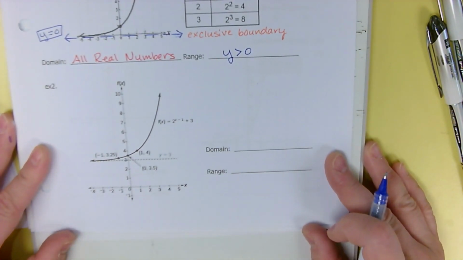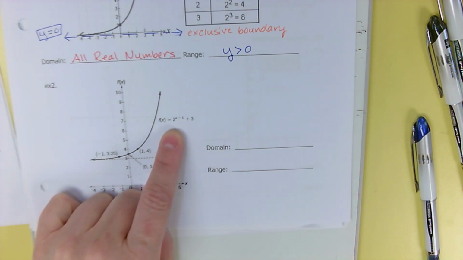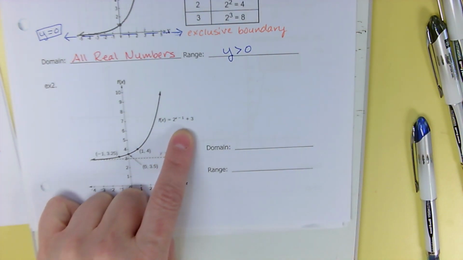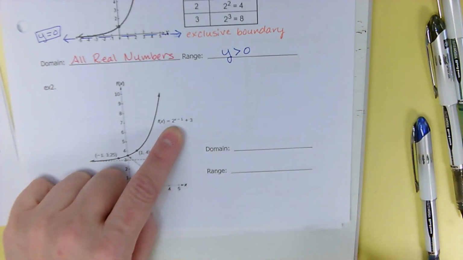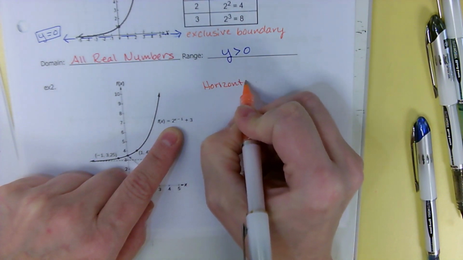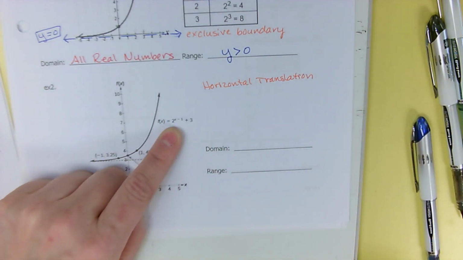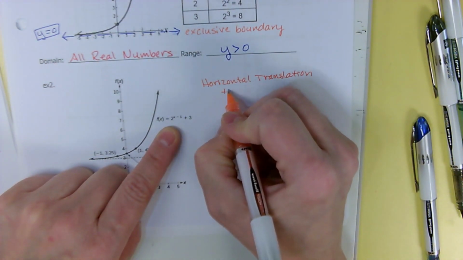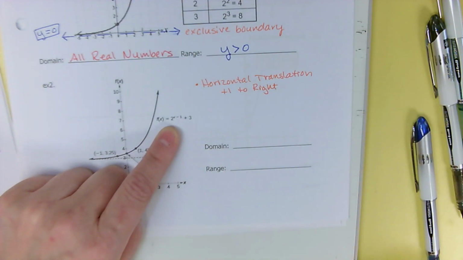All right, let's look at example 2. Looking at this equation, which is right here, I have 2 to the x minus 1 plus 3. So remember your transformations, what's being done. If you add or subtract to the x, that's a horizontal translation. And it's always opposite from what you're looking at. So since it's x minus 1, it's actually plus 1 to the right. So horizontal translation plus 1 to the right.